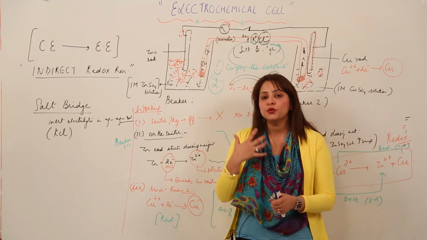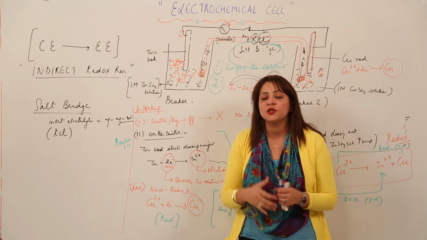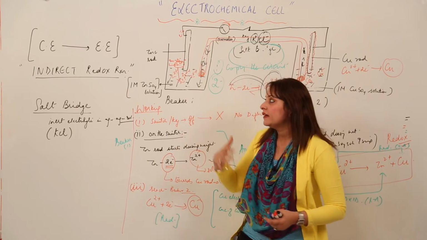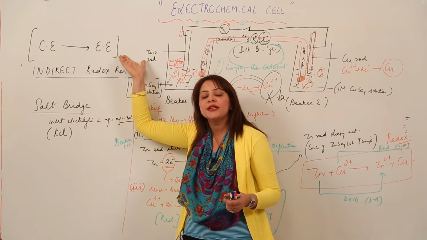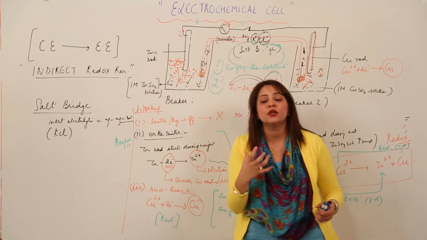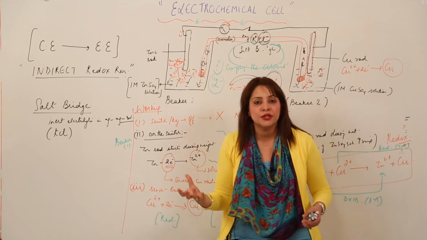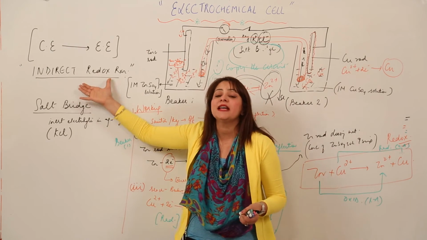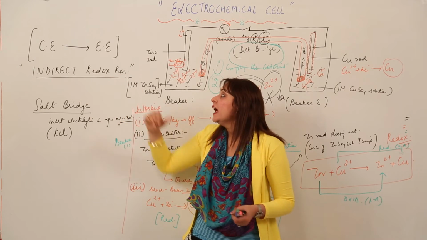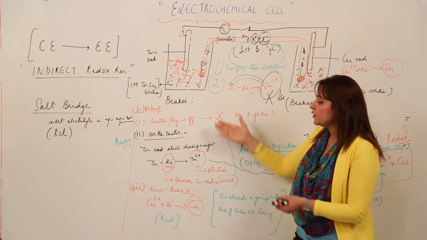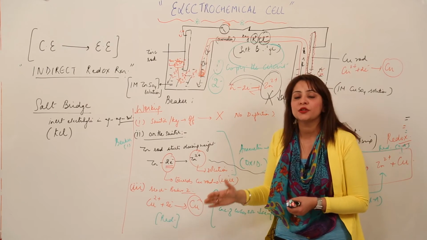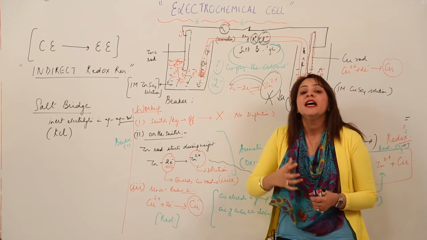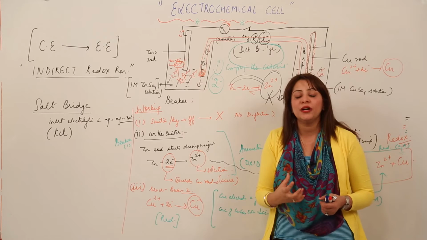So whenever you get to write something about an electrochemical cell, just write its definition first, that it is a device which converts chemical energy into electrical energy, right. So that means at the cost of chemical reactions the electric energy is produced. What is the principle? The principle is the indirect redox reaction, right, and then just draw the figure, then just as I told you, point wise. If you write the answer point wise, it will be easier for the examiner to understand, right.